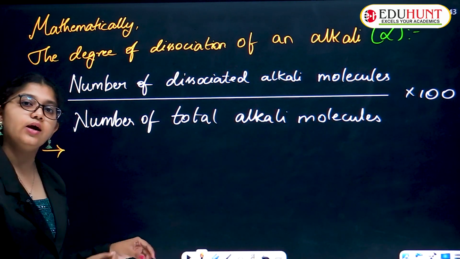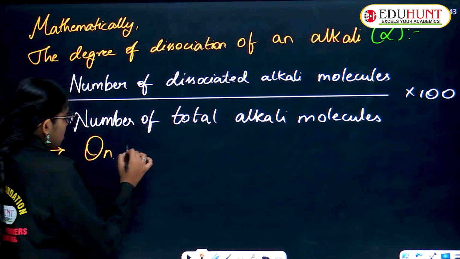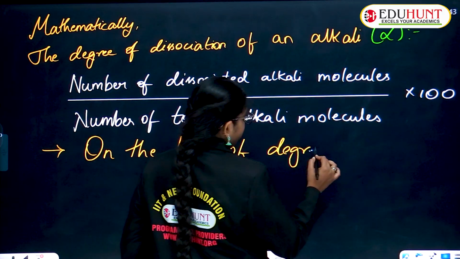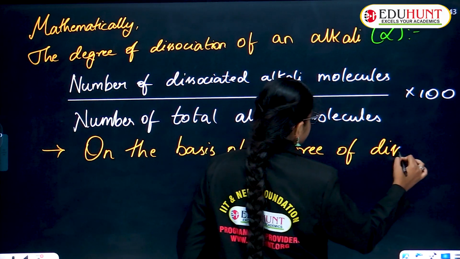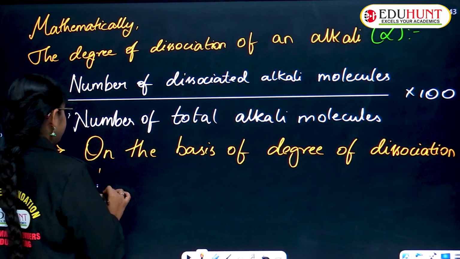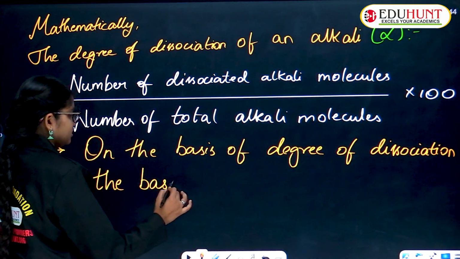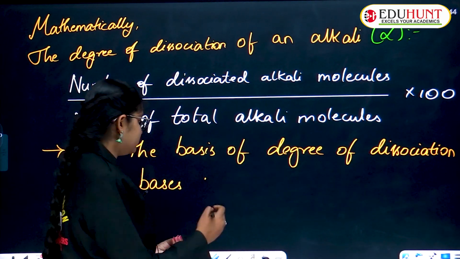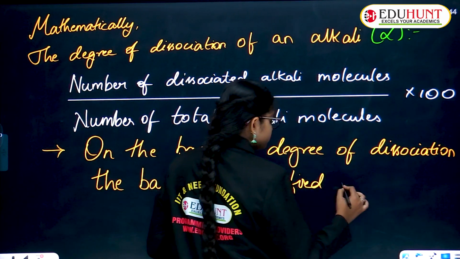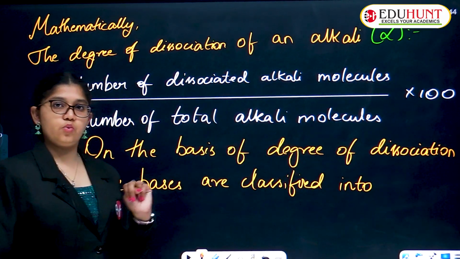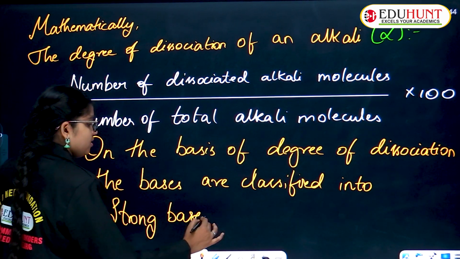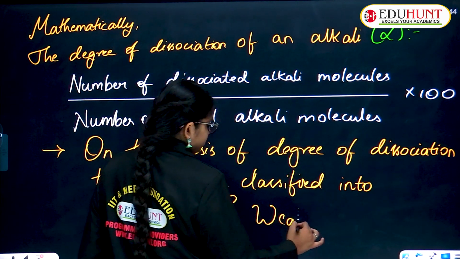Now, after this calculation, on the basis of this classification, we can say the bases are classified into strong and weak further. I'll write here: on the basis of degree of dissociation, the bases or soluble bases or alkalis are classified into two main types. What are they? Very good, strong bases and weak bases.